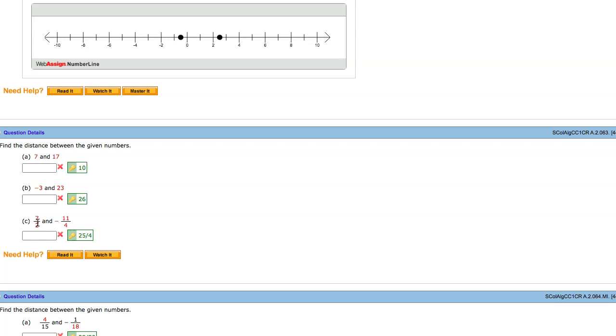You subtract them, and if you get a negative result, you take the absolute value to make it positive. So like 7 halves minus a negative 11 fourths. This may surprise you, but that's going to turn into 7 halves plus 11 fourths. And that's like 14 fourths plus 11 fourths, which is positive 25 fourths. And since it's already positive, we're good.